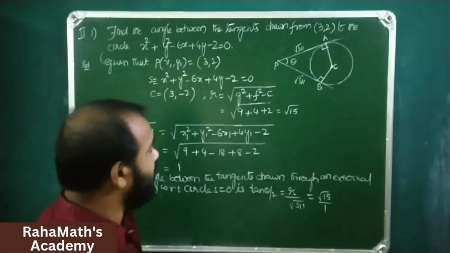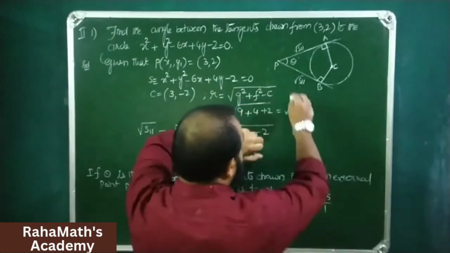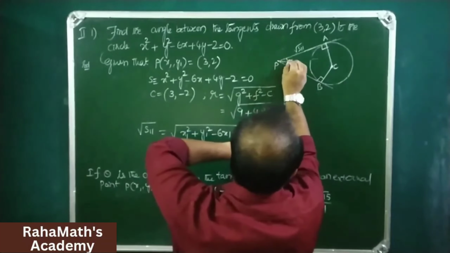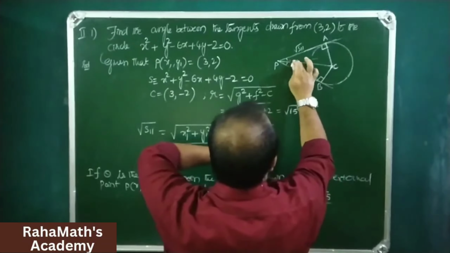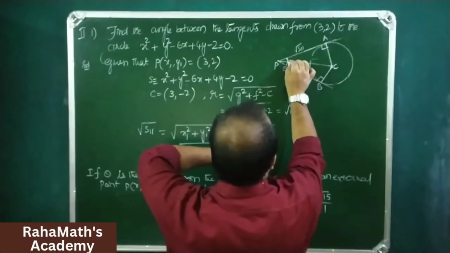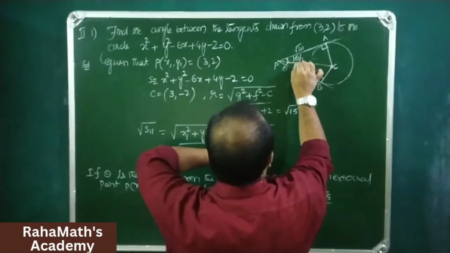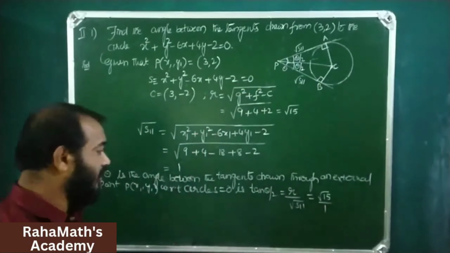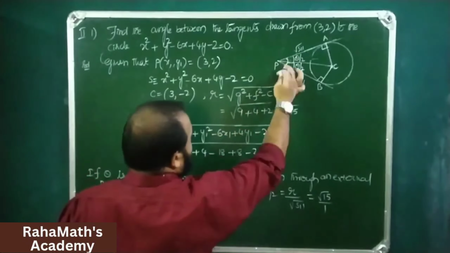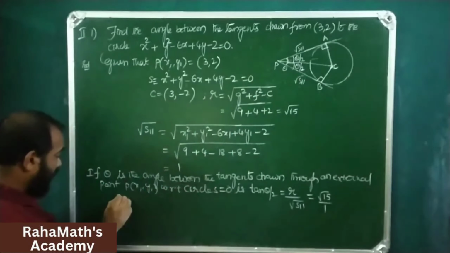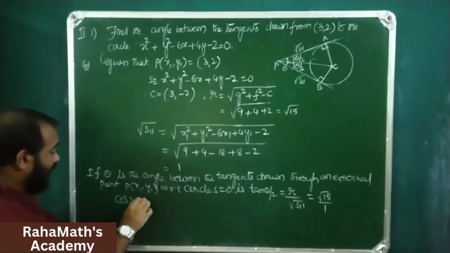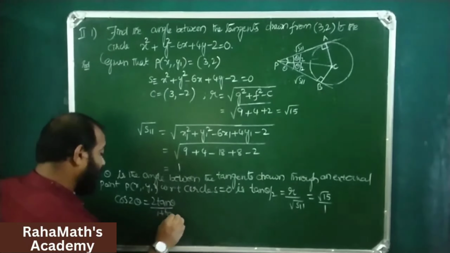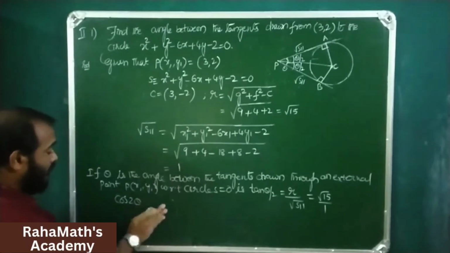But this is not the answer because, if I join here, then the whole angle is theta and this is theta by 2 and this is theta by 2. So angle theta by 2 we get. And for obtaining the whole angle theta, we have cos 2 theta is 2 tan theta by 1 plus tan square theta, right? So sorry.